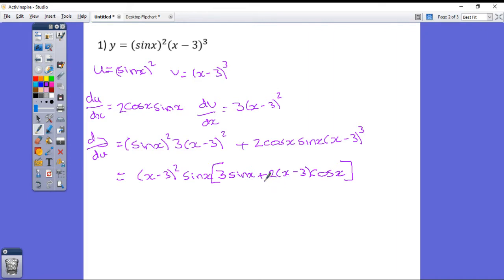Now I know on the PowerPoint with the answers, they didn't actually take the sin x out, which probably wasn't very good when they're trying to demonstrate lots of good factorising. So second question.